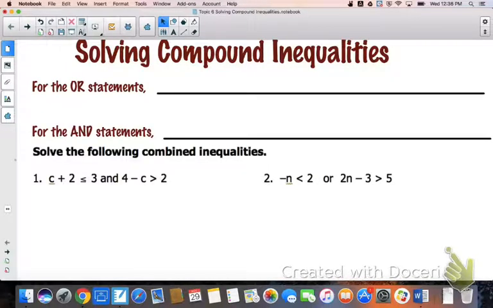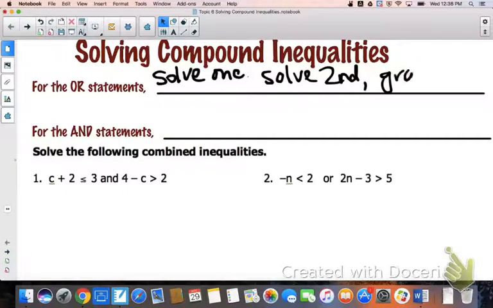Okay, solving compound inequalities, which is topic 6 in your packet. Basically, you've graphed them so far. In topic 5, we graphed compound inequalities. Now we're going to be solving. So, with or statements, you want to solve one, solve the second, and then graph both solutions.